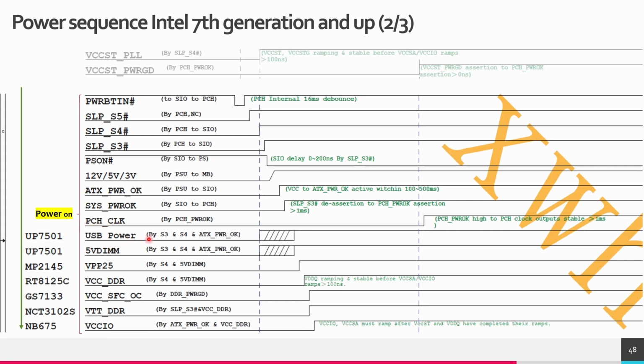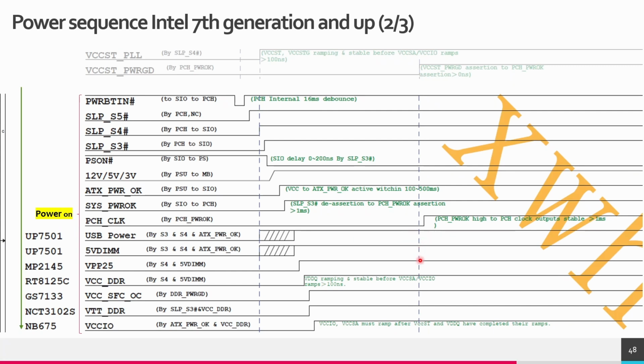If the USB power of 5 volt is present at the power on state, the next sequence will be to generate the 5 volt DIM voltage rail. The 5 volt DIM voltage is a voltage of 5 volt and it will be used by the RAM circuit and the DIMM slot. So all these voltage rails derive from the 5 volt DIM. If the 5 volt DIM voltage is not present, all the child voltages will not be created. In the power on state, the 5 volt DIM voltage has to be 5 volt.